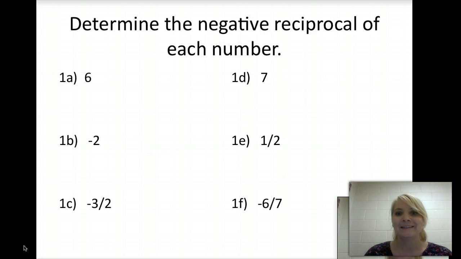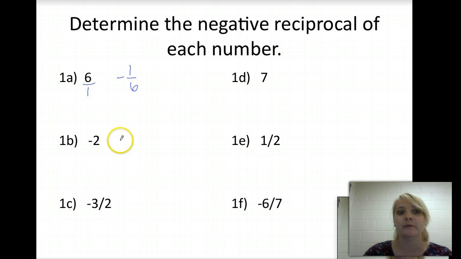Alright, so let's practice determining the negative reciprocal of each number. So keep in mind the negative part means the sign will change. So the negative reciprocal of positive 6 will be negative, and we think of 6 as 6 over 1. So the reciprocal of 6 over 1 is 1 over 6. So the negative reciprocal of 6 is negative 1/6.